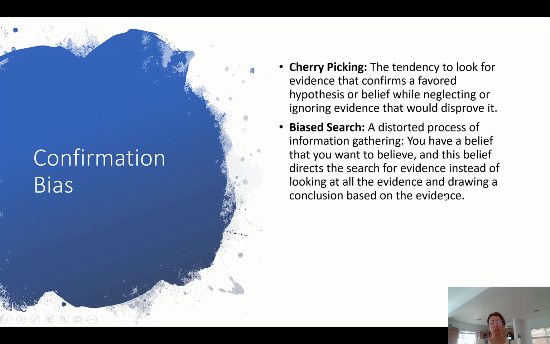We may do a biased search. So whether this is a search on the internet, in the library, in your memory, asking your friends, asking people for advice, your search is biased. So you go through a distorted process of information gathering.